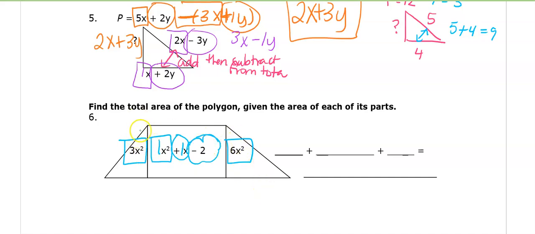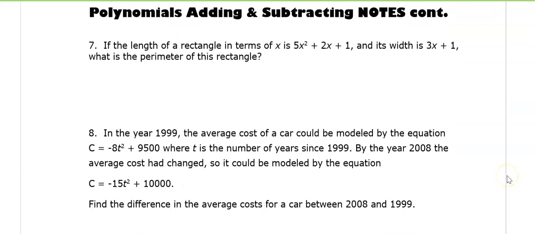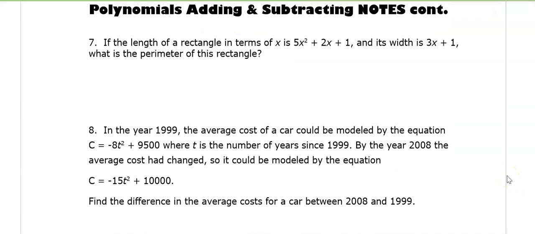So I'm combining my squares. 3 plus 1 is 4, plus 6 is 10. That would be a 10x squared. And then 1x stays the same, minus 2. So we just combined them. We just added them together. Now we're going to see it in the context of word problems. And we're probably going to break these up a little bit in class, but we'll do this first one.